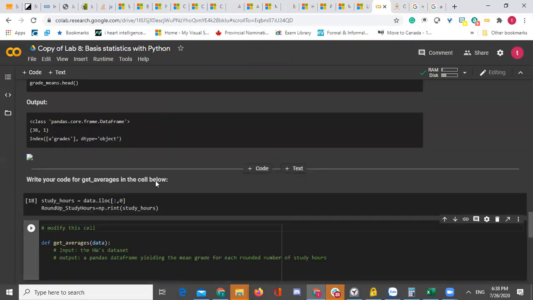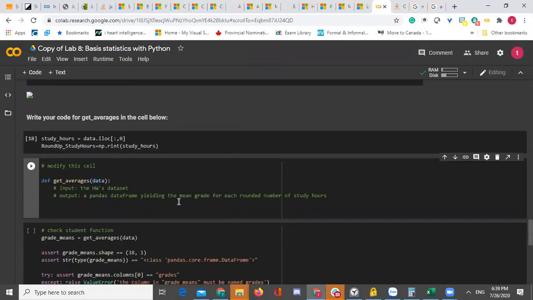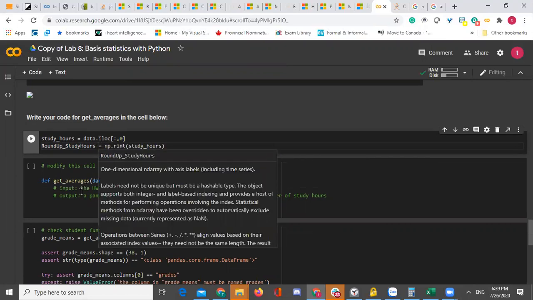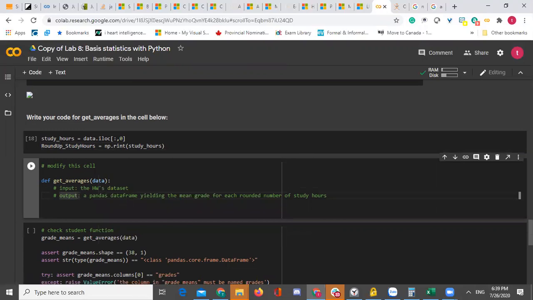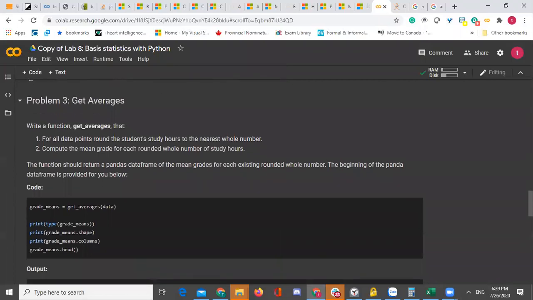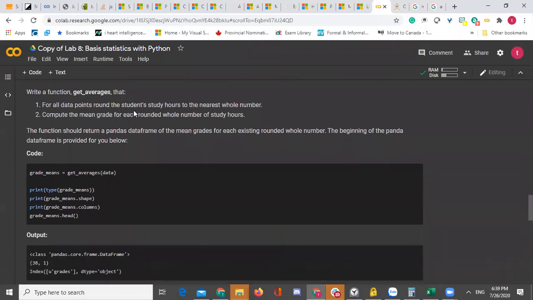Okay, so that worked. Yay, we got the first one. Oops, what did I do? So we got the first one, and the second one is, let's see what else. Compute the mean grade for each. There, what you did, try to explain what you wrote there.